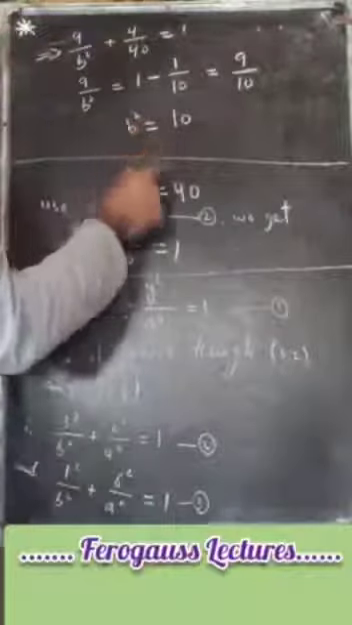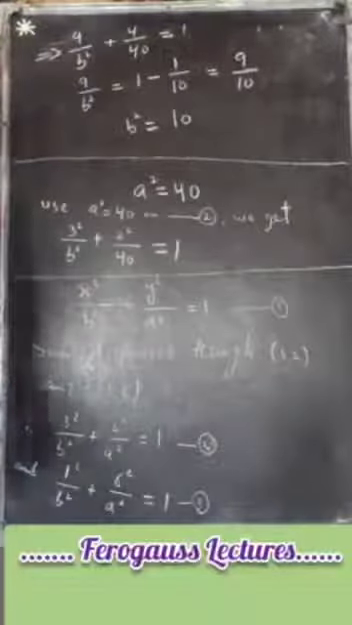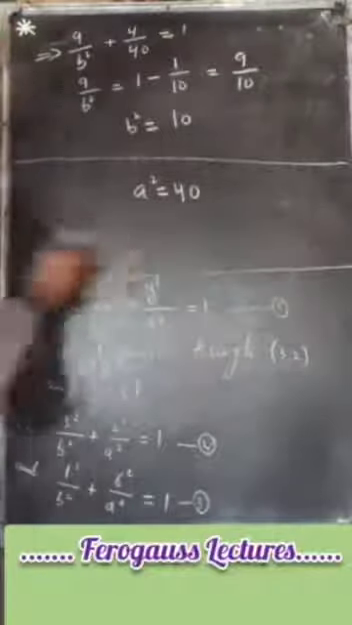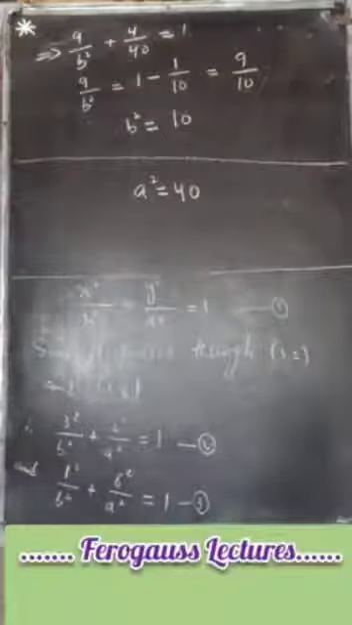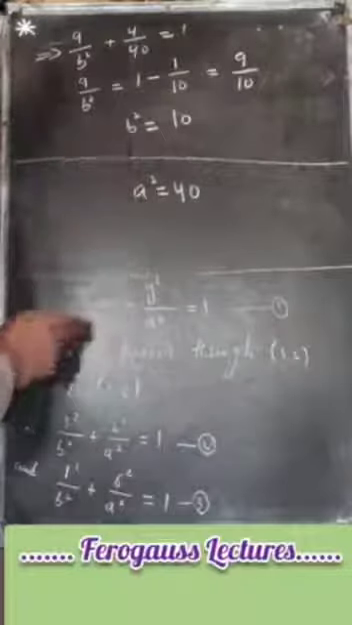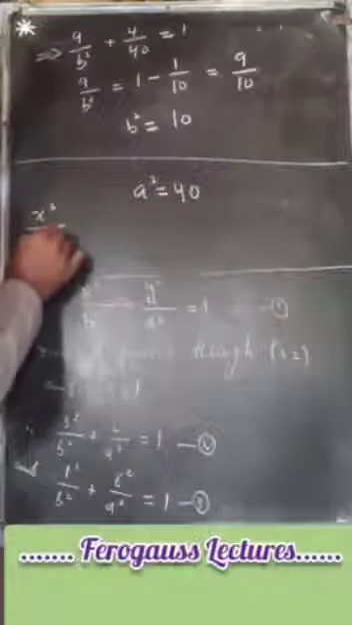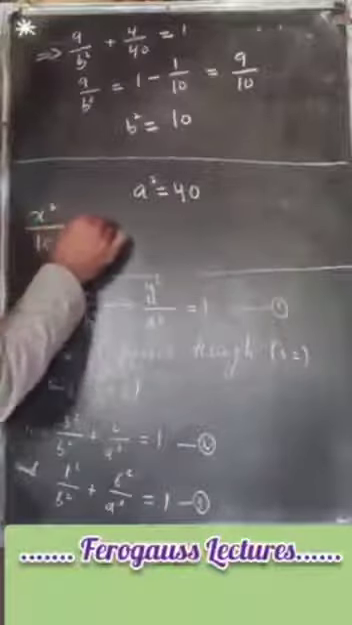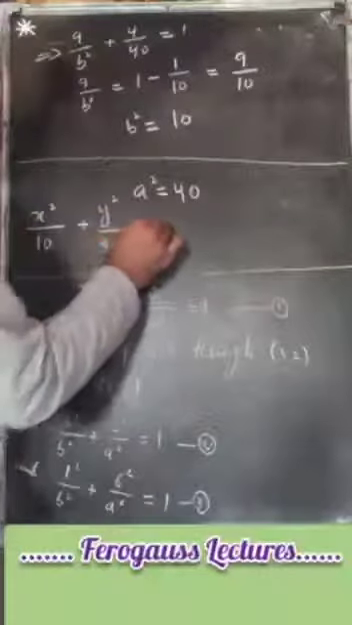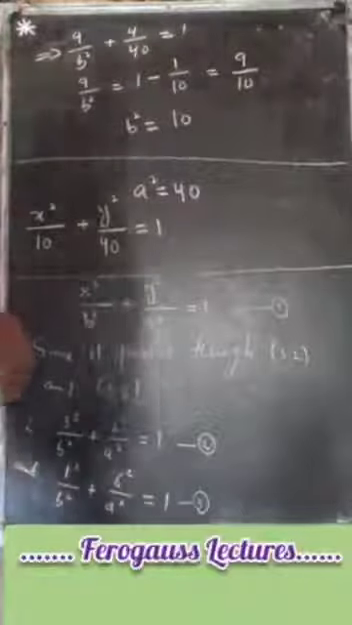Now a square is equal to 40, b square is equal to 10. We substitute the values of a square and b square in equation first. We get x square divided by b square, which is 10, plus y square divided by a square, which is 40, equal to 1. So that is the equation of the ellipse. And this completes the question.